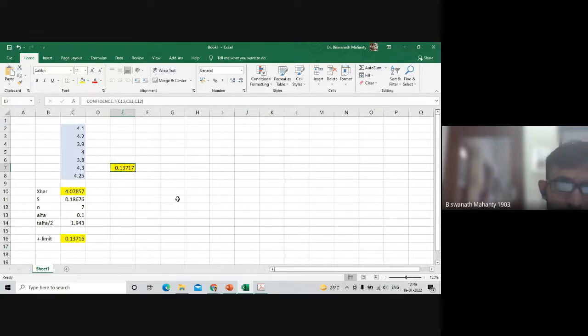Now if I ask you, if I want to do the same calculation for an 80% confidence interval, what will I change in this case? If I want to do the whole calculation at a 90% confidence interval or 80% confidence interval, if it's an 80% confidence interval, what is my alpha? Alpha is the remaining 20%, 0.2. Then what is my standard deviation? Standard deviation is this one. And what is my size? Size is 7. Done? You got my point?